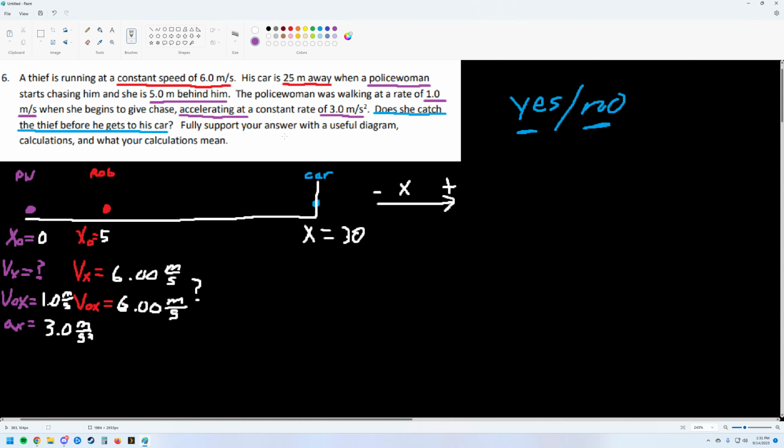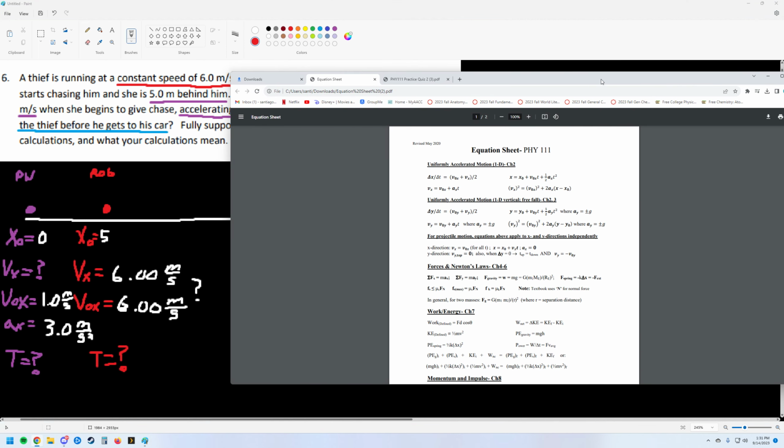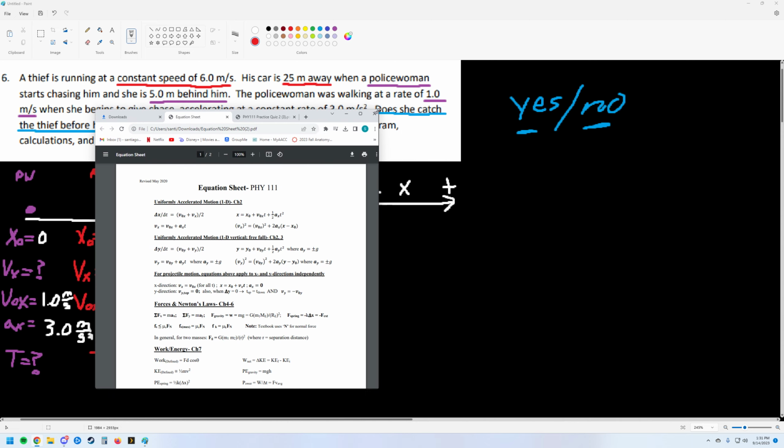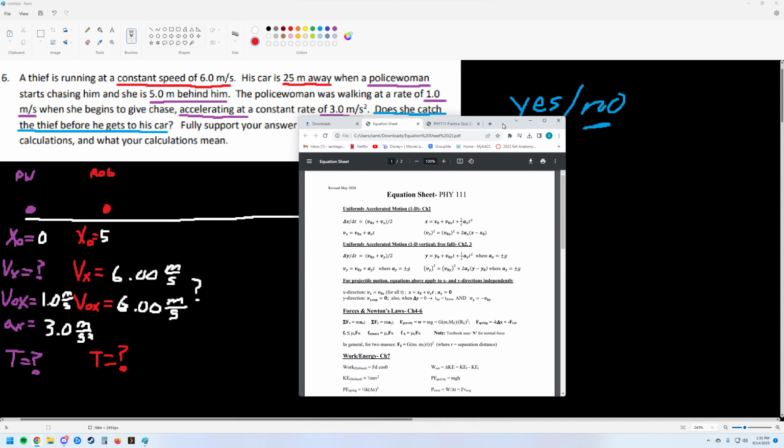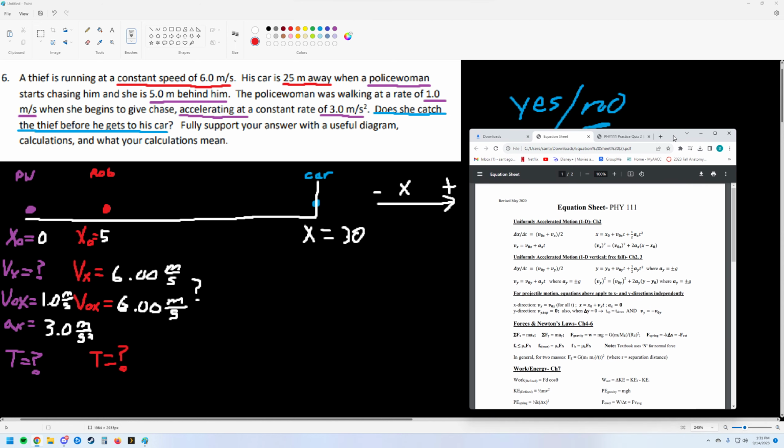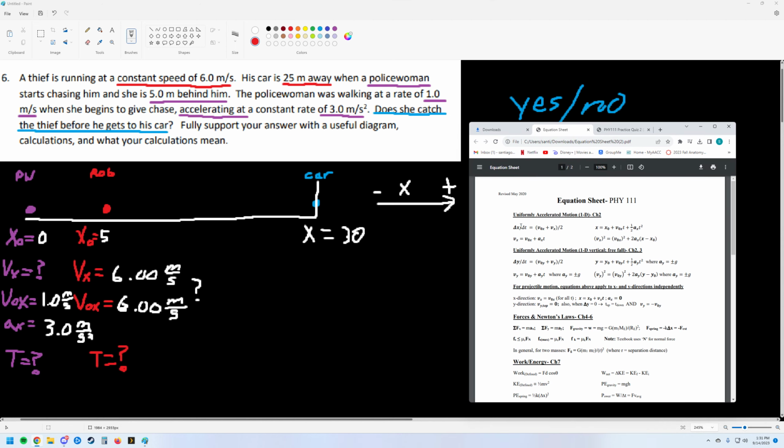Another thing that we don't have is the time. How long does it take her to get there? How long does it take him to get there? And is she faster, or does she get there sooner? Try to make this not take up the whole screen. All right, so we have all kinds of things we can do here.